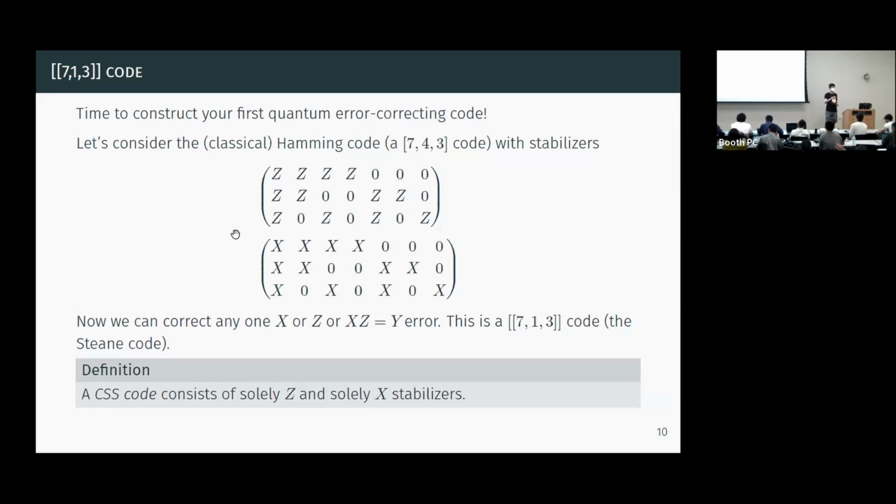Okay, maybe last question in the back left. Yeah, we need all the stabilizers to commute. I'm going to hold off on the questions because I'm getting a lot of questions that I think I'm going to answer in the next slide.